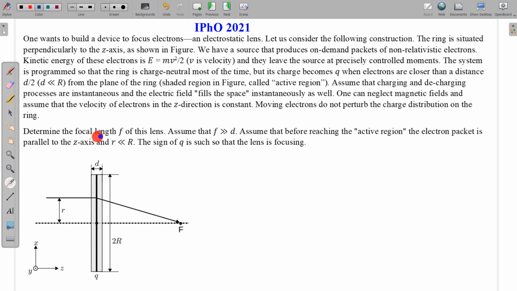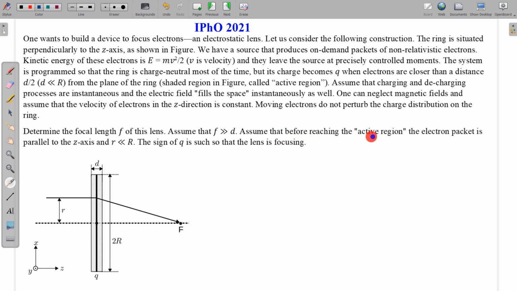We have to determine the focal length f of this lens. Assume that f is much greater than d. This length is called the focal length of this lens or system, and the small f is much greater than d. That means a very small deflection is created by this narrow region. That's why it takes a large distance compared to d to meet the axis of this ring.